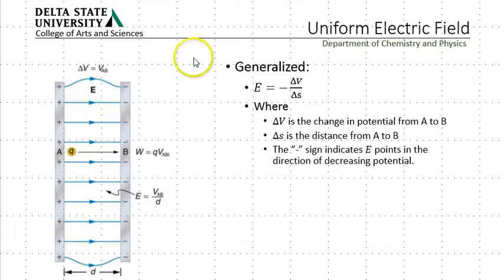All right, so if we generalize this a bit, the electric field is minus the change of potential over the distance you move through. Delta S is just the distance from A to B. The minus sign just means the electric field points in the direction of decreasing potential, right? As a positive charge goes through the electric field, it is losing potential energy. Work is being done with it, right? All right, that's it for this segment.